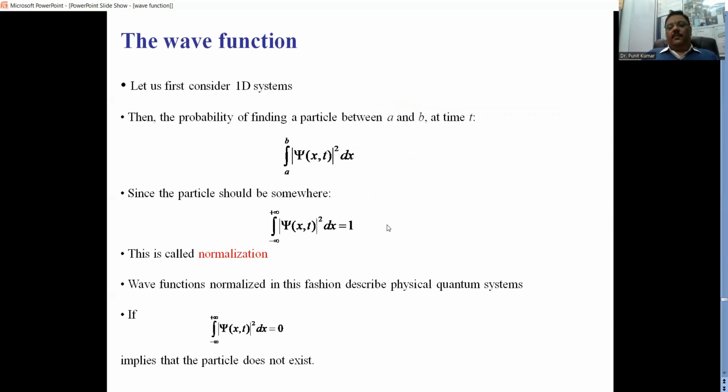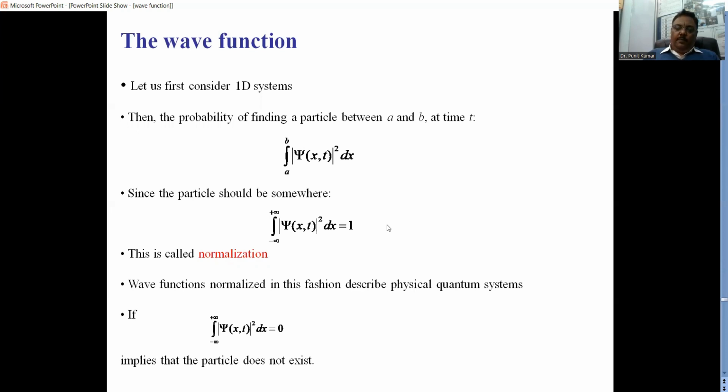So let us consider a one-dimensional system, where the probability of finding the particle between the positions A and B at time t is given as the integral with the limits A to B of the square of the wave function with respect to dx. The particle should be somewhere, so the integral over the limits minus infinity to infinity of the probability density, which is the square of the wave function, will be 1.